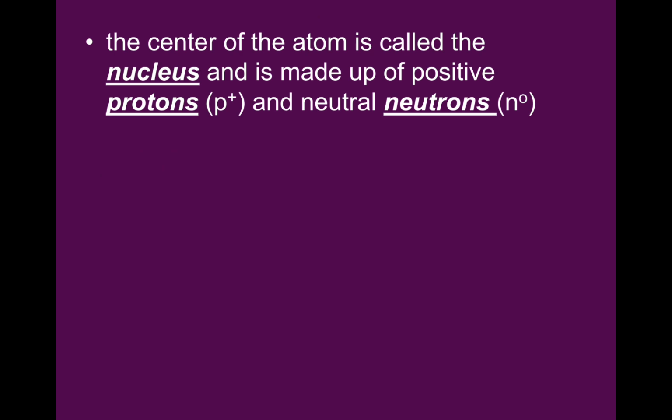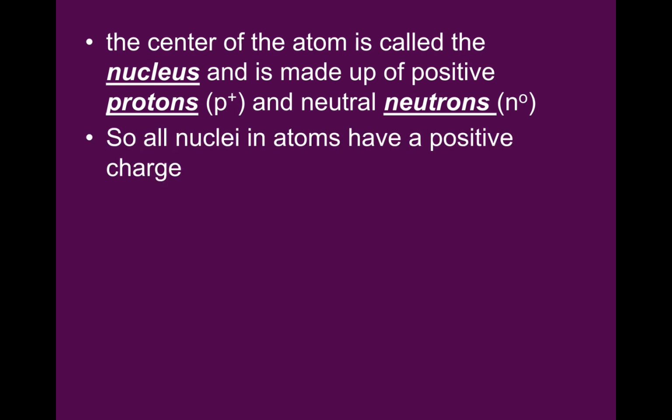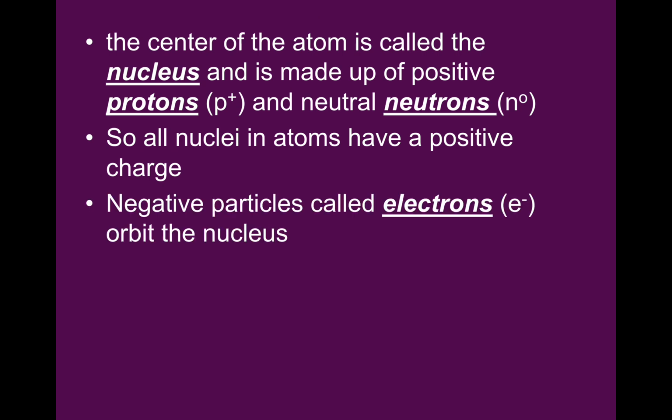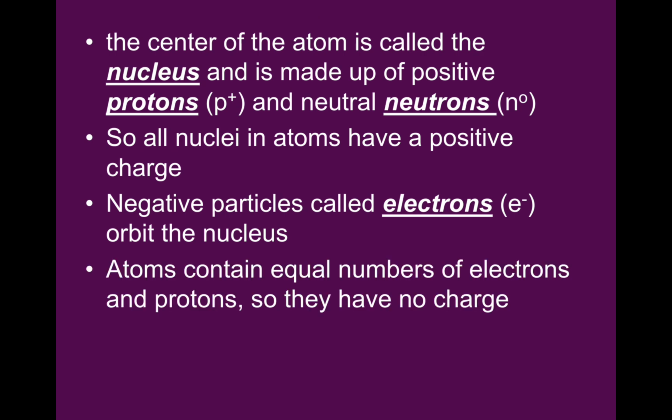Right, the center of the atom is called the nucleus, and it is made up of positively charged protons. They are abbreviated P positive, and neutral neutrons, N with a little O up there to show their neutrality. Right, so all nuclei, which is the center of the atom, have a positive charge because they have a plus and a neutral. Now, negative particles called electrons, E with a little negative sign over there, orbit the nucleus. Atoms contain equal numbers of electrons and protons, so they have no charge.